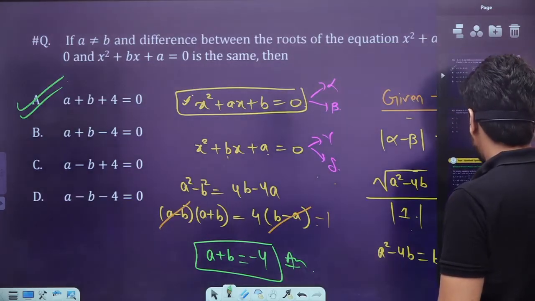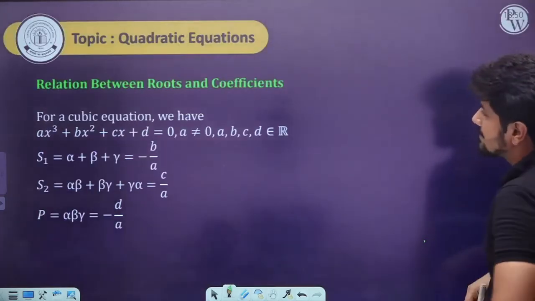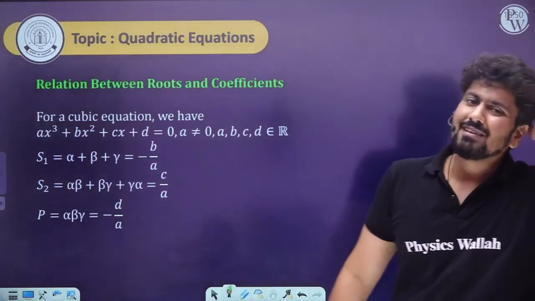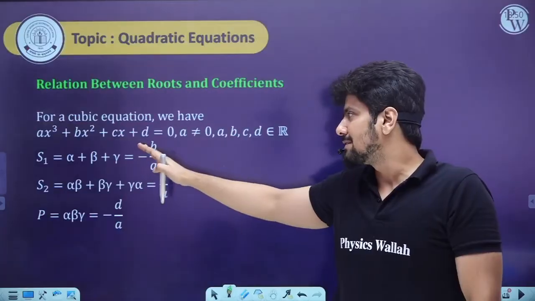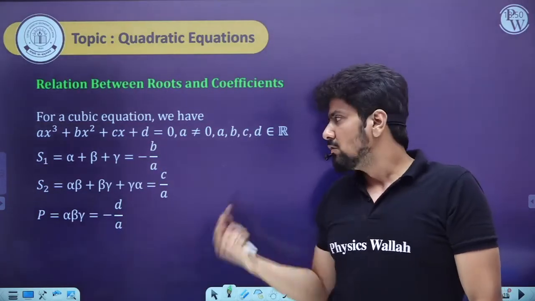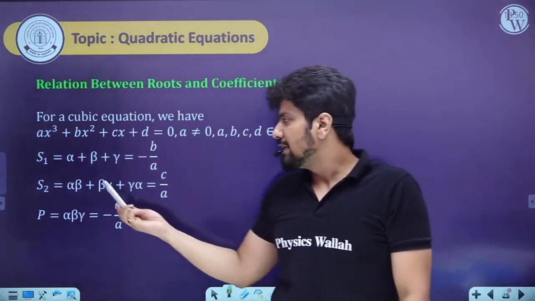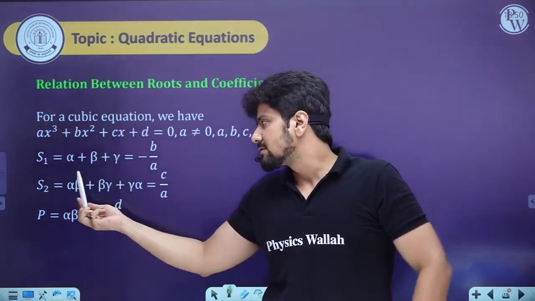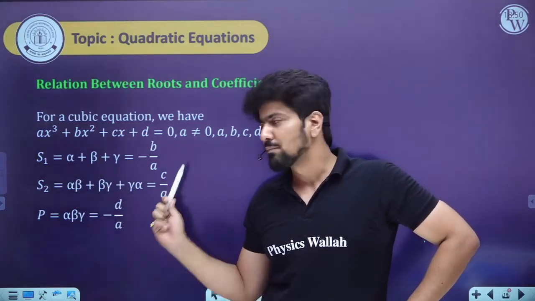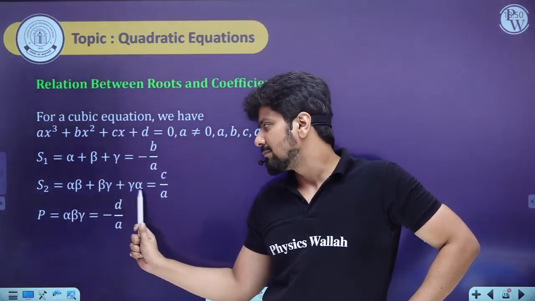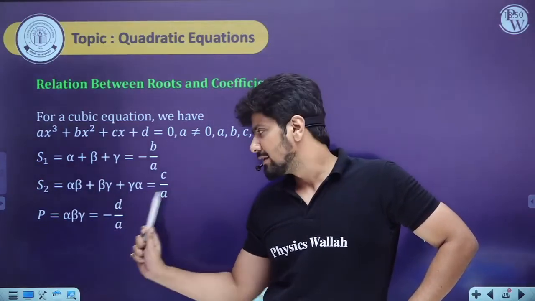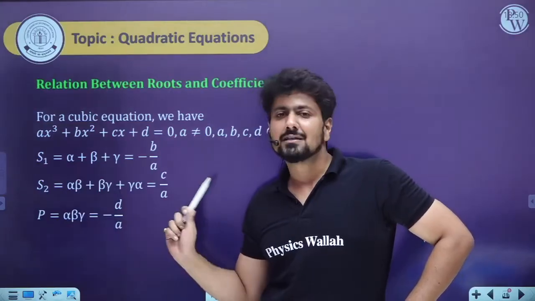Now, relation between roots and coefficients, let's talk some more about it. In the previous session, I have told you that for a cubic equation like ax cube plus bx square plus cx plus d is equal to 0, we have three roots alpha, beta, gamma. The sum of the roots is minus b by a. Sum of the roots taken two at a time, alpha beta plus beta gamma plus gamma alpha, is c by a. Alpha beta gamma is minus d by a.